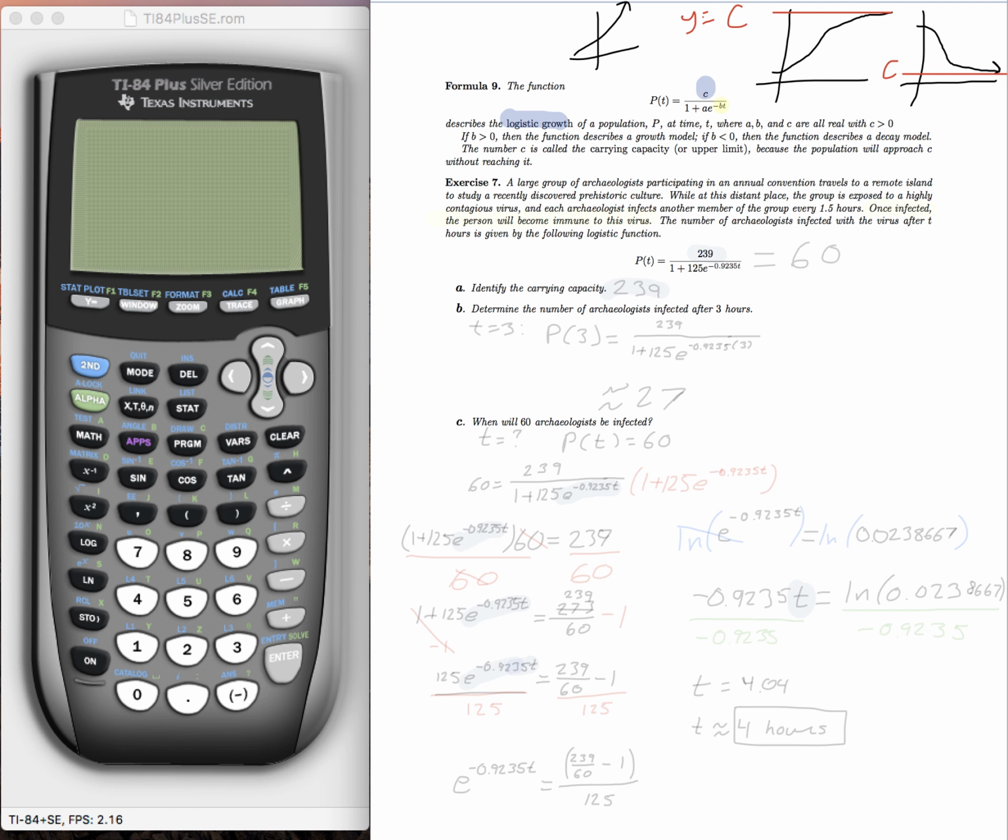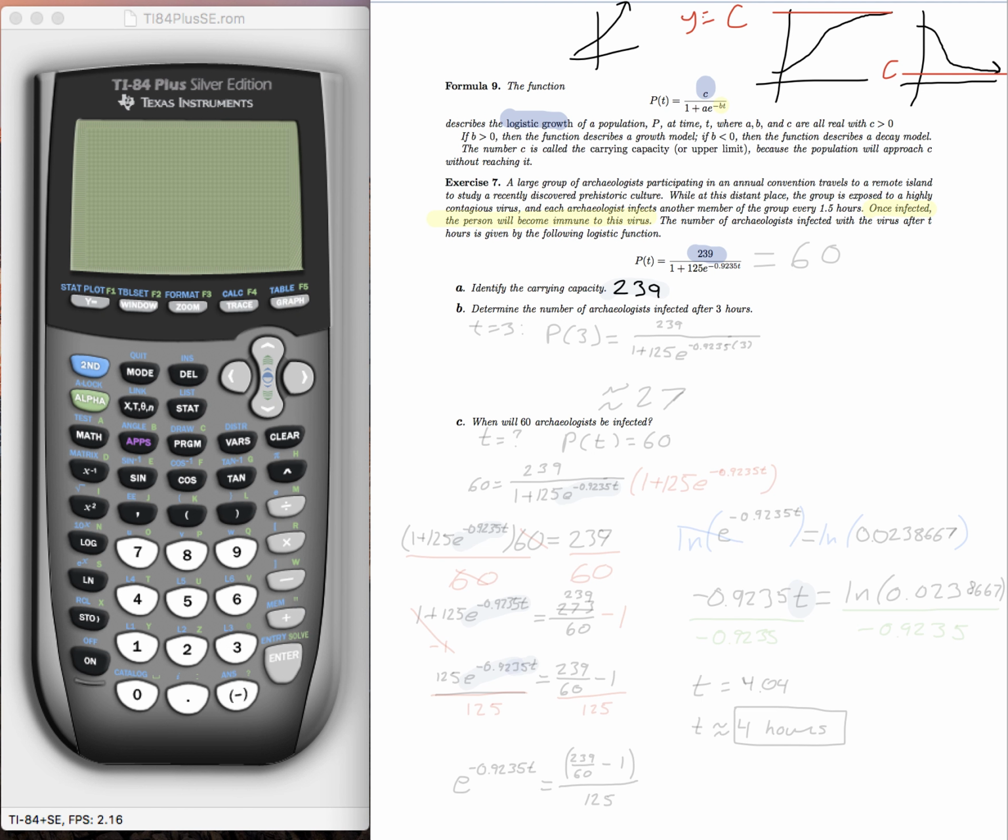So, why do we care that they become immune? Well, that means that the number of people that can be infected goes down as more people become infected. So, the first thing we want to identify is the carrying capacity. The carrying capacity, they've named it rather conveniently for us, would be C. How many people can be infected? There are 239 archaeologists, one assumes, so 239 is the carrying capacity.